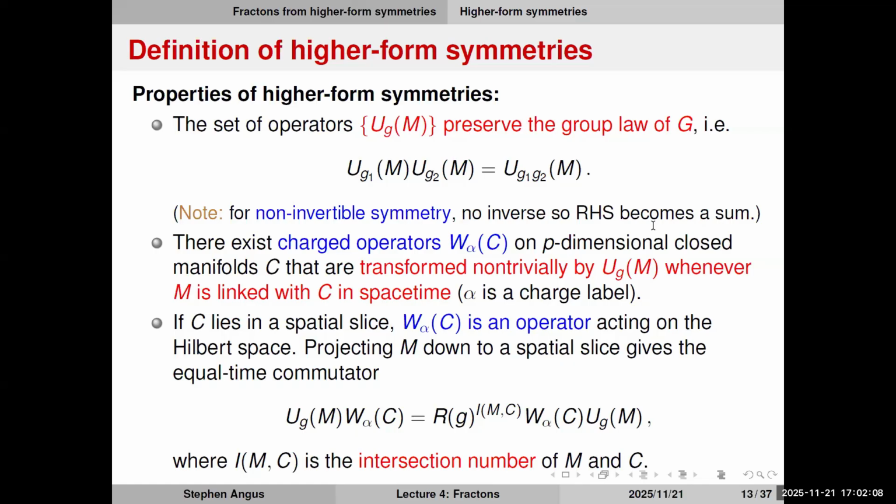And this representation turns out to be to some power, which when we project onto the plane is the intersection number of M and C in this spatial slice. But if we don't project down, then this would be the linking number of these two manifolds. So we have something like the usual symmetry transformation rules, but phrased in terms of these topological operators defined on various manifolds.